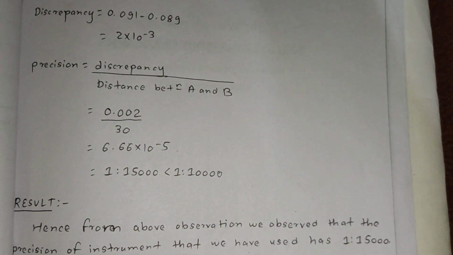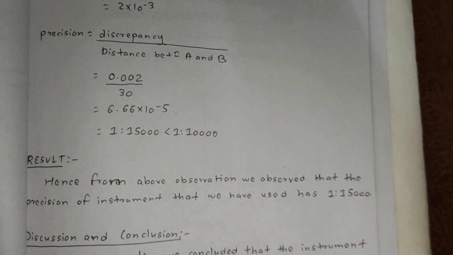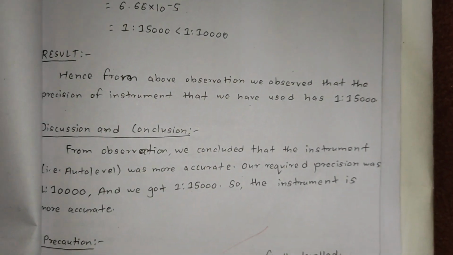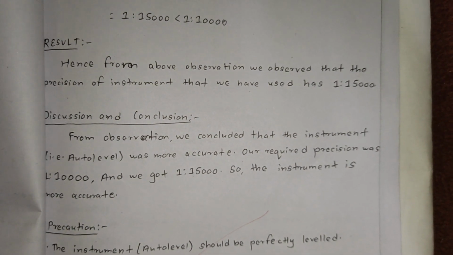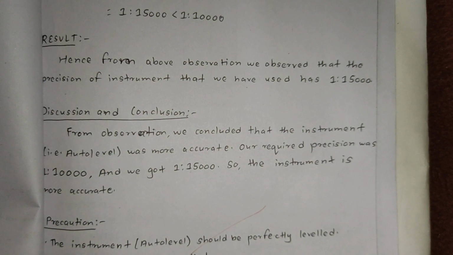So precision is the discrepancy divided by the distance between A and B. Hence from the above observation we observed that the precision of the instrument that we have used is 1:15,000.